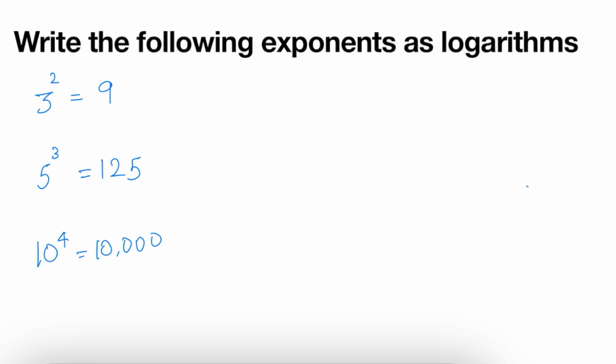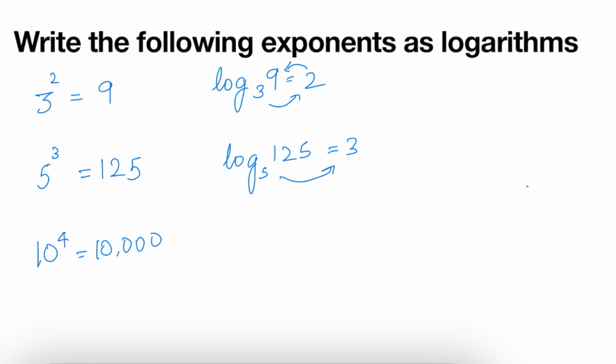So here I have given a few exponents. 3 square is equal to 9. How do you write it as logarithms? You can write this as log 9 to the base 3 is equal to 2. Okay, this means that 3 raised to the power 2 will give you 9. Similarly, 5 cube is equal to 125. Log 125 to the base 5 is equal to 3. This is saying 5 raised to the power 3 will give you 125.